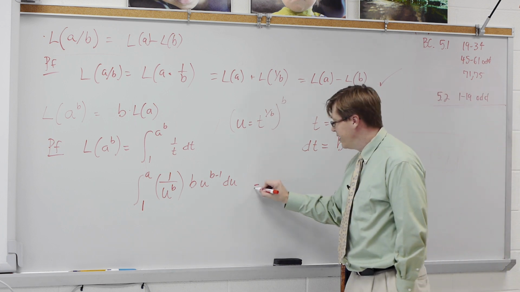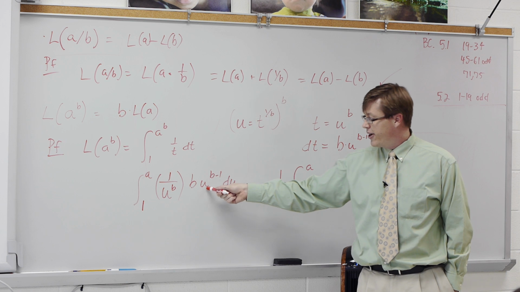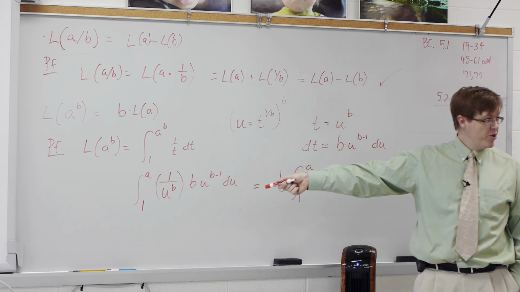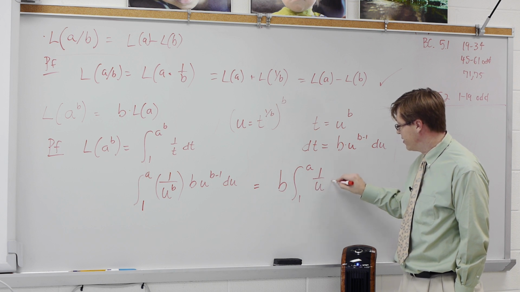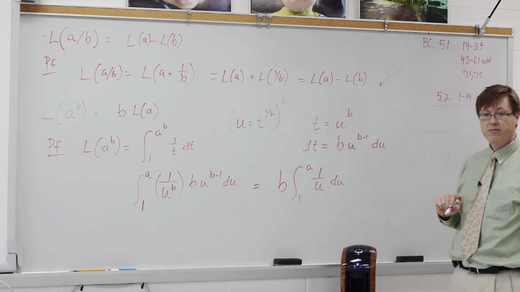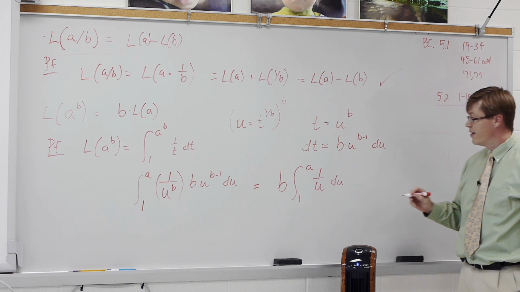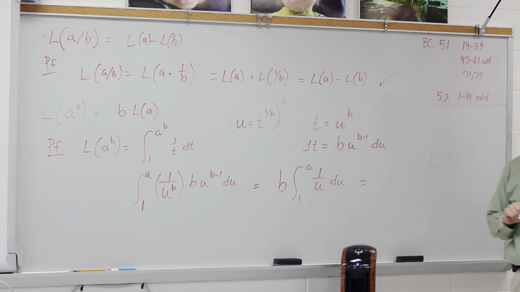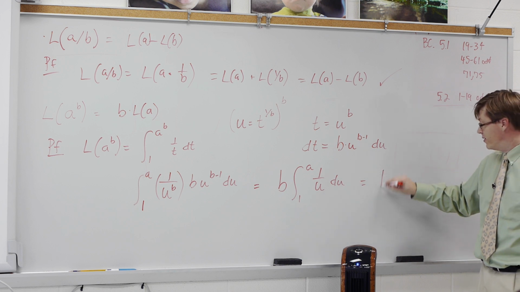Now, the b I can factor out. And if I have u to the b minus 1 over u to the b, I'm just left with 1 over u, because the u to the b cancels out. But now how can I write this? B times what? L of a.